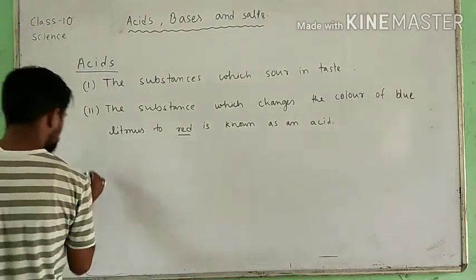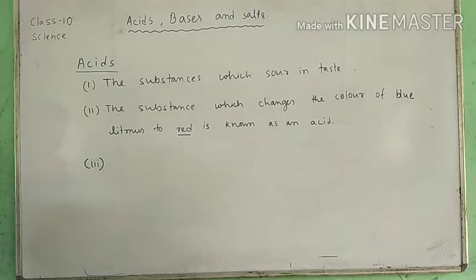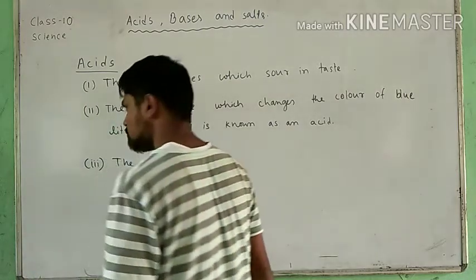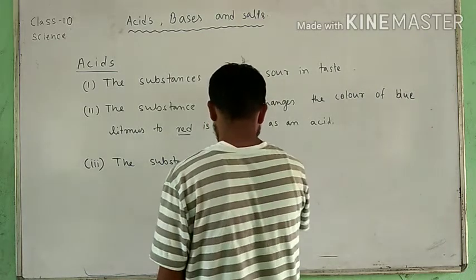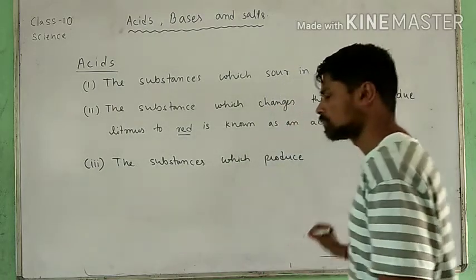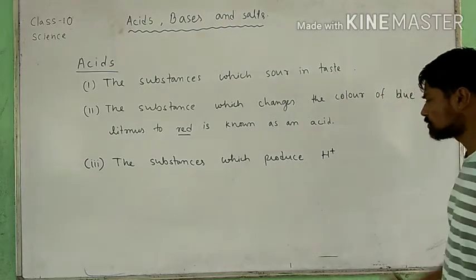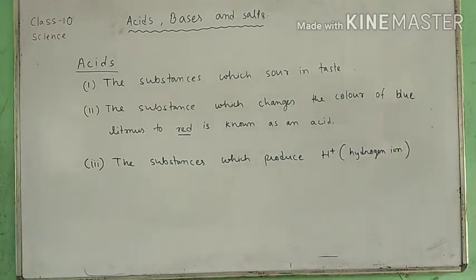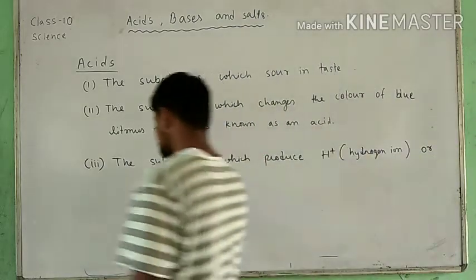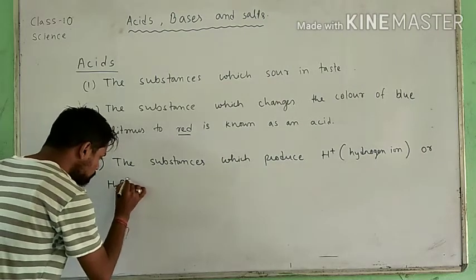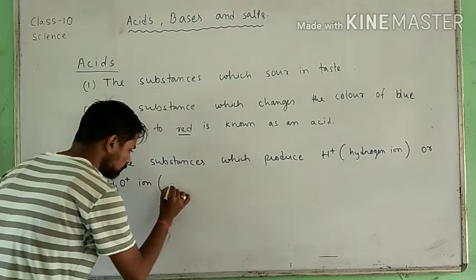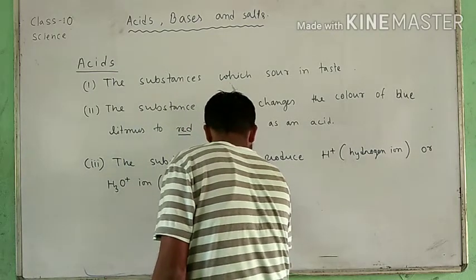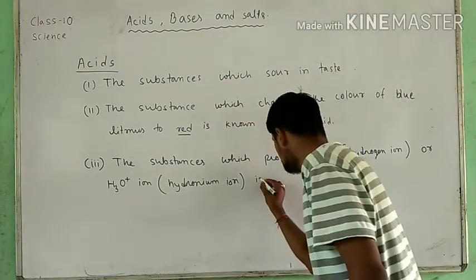And another definition of acid we can write: substances which produce H positive, which is known as hydrogen ion, or H3O positive ion, which is known as hydronium ion, in aqueous solution.